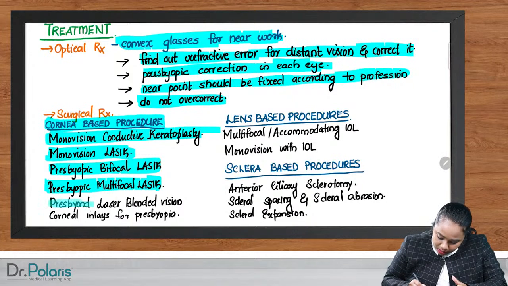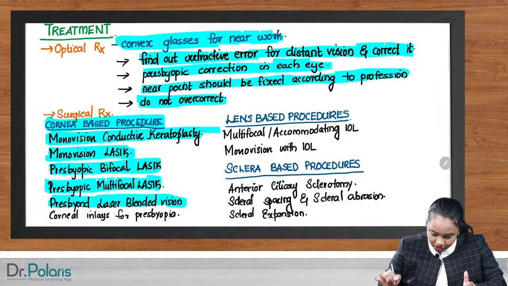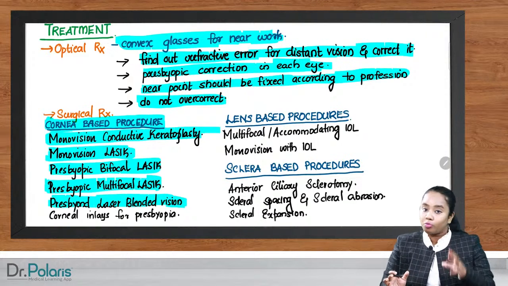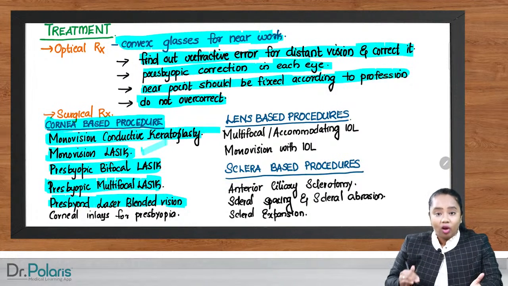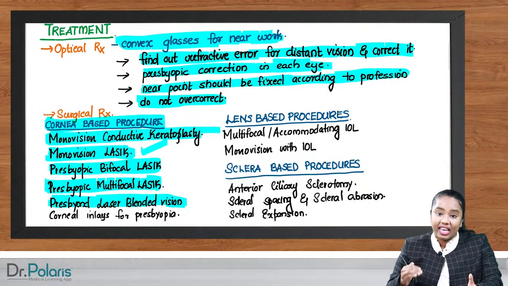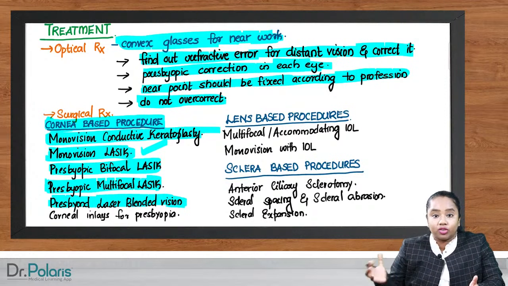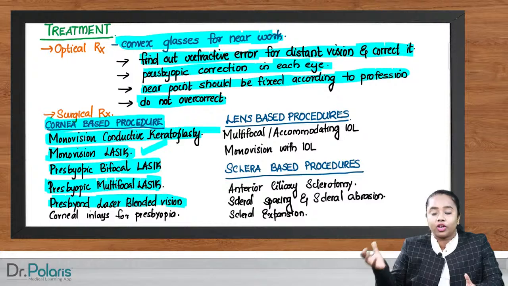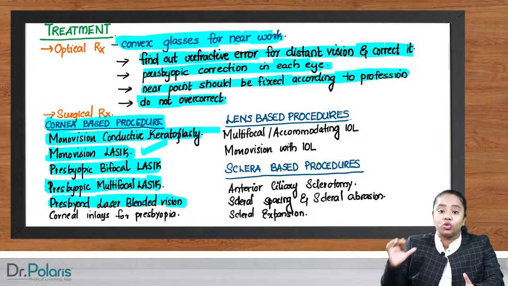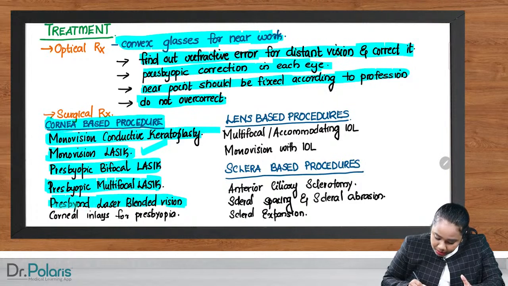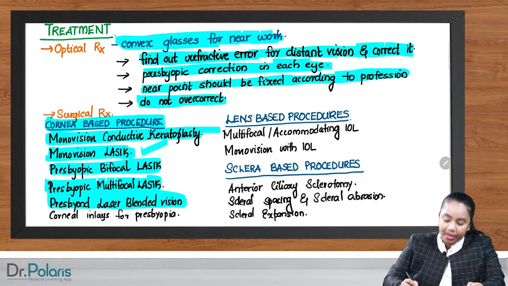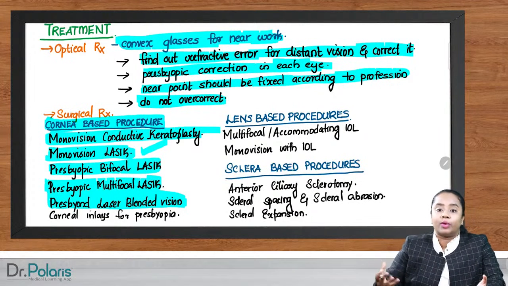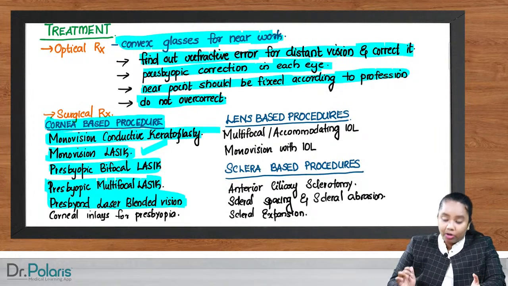Now the next one is presbyomed laser blended vision. In presbyomed laser blended vision, we use the same principle of monovision LASIK, which we already discussed. Along with that, we use the lasers to create a spherical aberration in the center of the cornea. So presbyomed laser blended vision is mainly a combination of monovision LASIK therapy plus a laser technique used to create a spherical aberration. So that is about presbyomed laser blended vision.